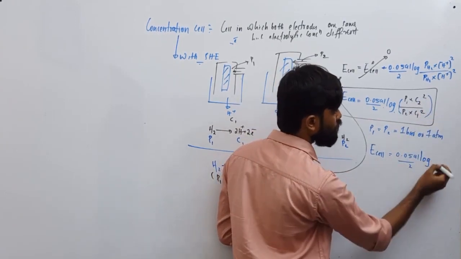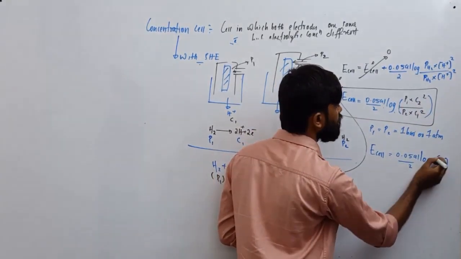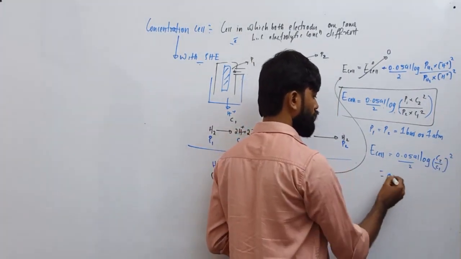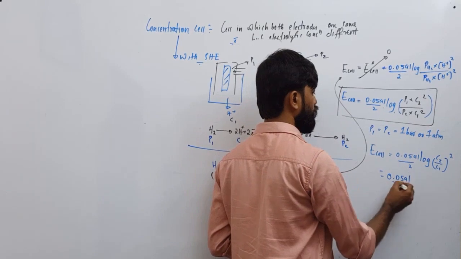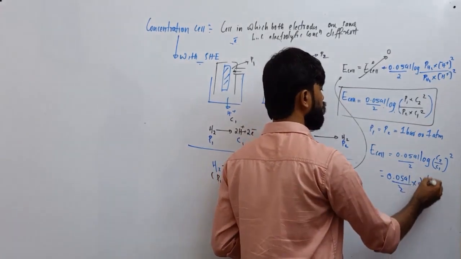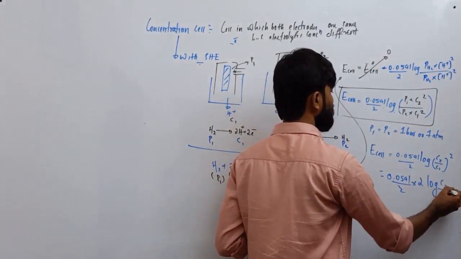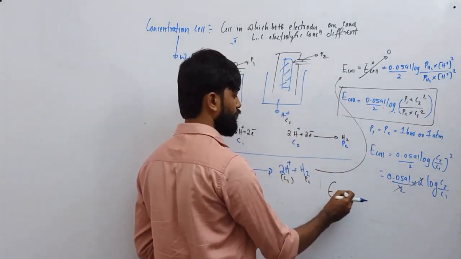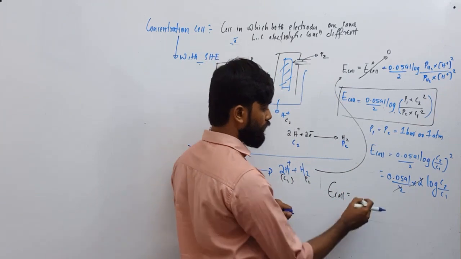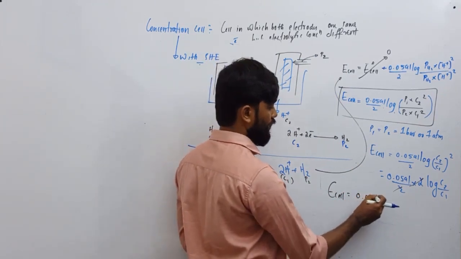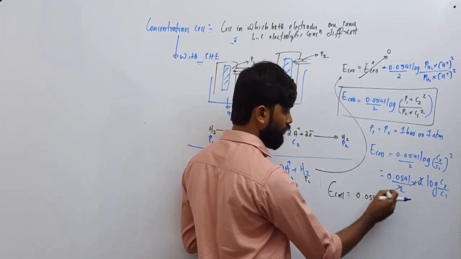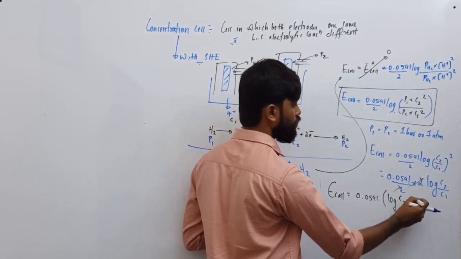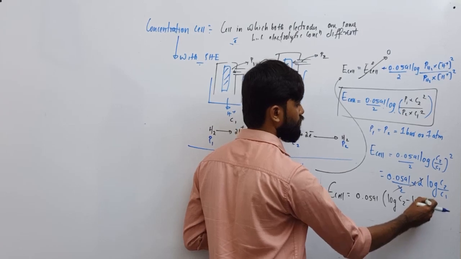So C1 square by C2 square. Simply it is C2 by C1 the square. And you know that this 2 will be here. So 0.0591 by 2 into 2 log C2 by C1. So 2 cancelled. What happens? E cell is equal to 0.0591 log C2 minus log C1.